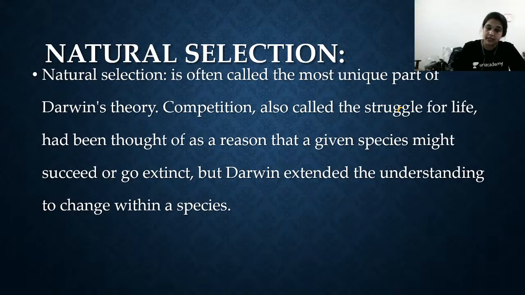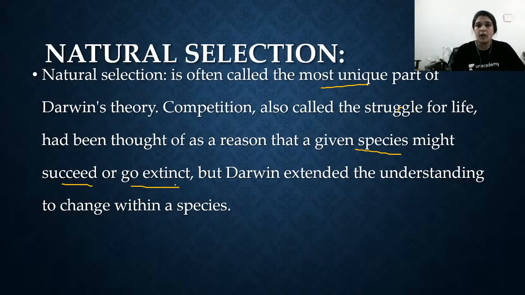Next comes natural selection, which is the most unique part of Darwin's theory. What is it? Competition, also called the struggle for life, has been thought of as the reason that a given species might succeed or go extinct. Do you understand? Competition or struggle for life is the most important concept which decides whether a species will exist or exit life. Okay, so that is the important concept.